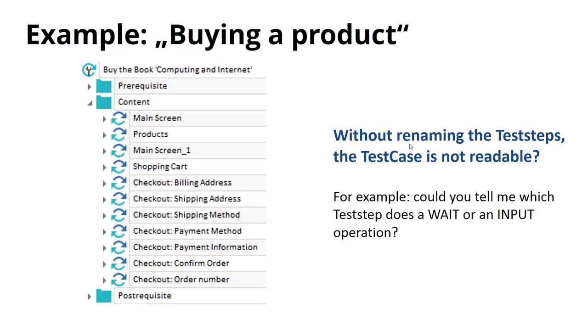Here, we directly use the modules as they are in the module section. You can even see there are duplicate names. We have main screen. It does not say what I'm doing on the main screen. It says products. It does not say what to do with products or what the next step is. Then we have again main screen, with an underscore, something that we hate when we're reviewing portfolios. And then we have certain steps that we could find out what they are about, but I think it's very hard to read. So you would never be able to tell which of those test steps do a wait or an input or a verify operation, right?